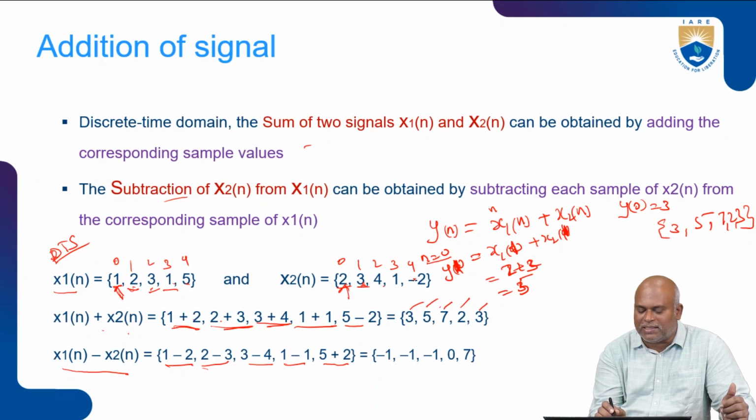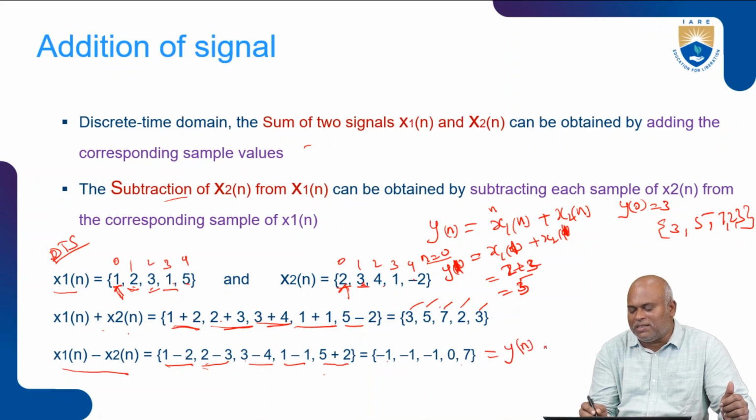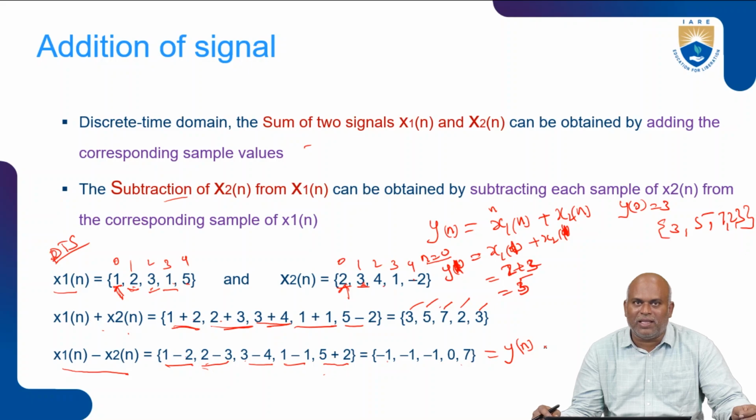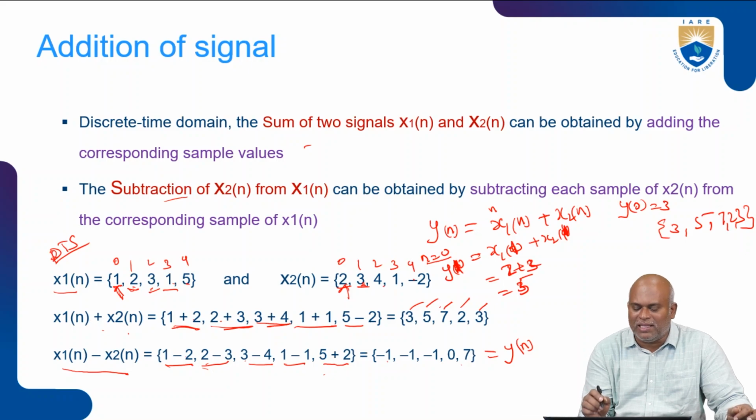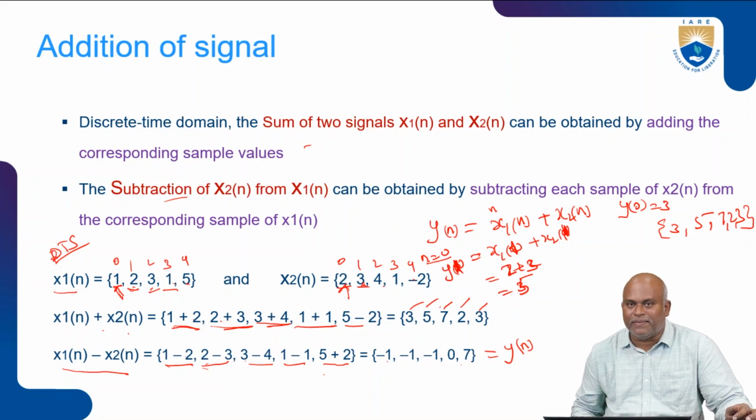Here minus of a minus is a plus. Then I subtract: 1 minus 2 equal to minus 1, 2 minus 3 is equal to minus 1, 3 minus 4 equal to minus 1, 1 minus 1 equal to 0, then 5 plus 2 equal to 7. This is represented as y of n. This is the way we do addition as well as subtraction. Addition and subtraction happen only at the time intervals.